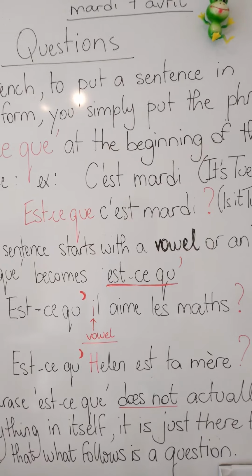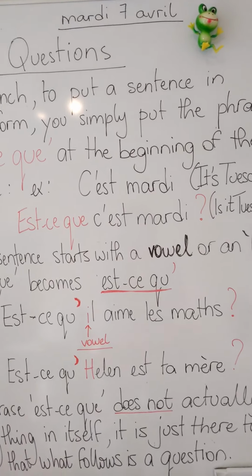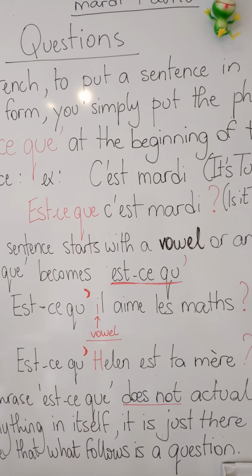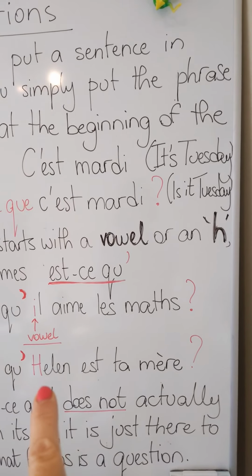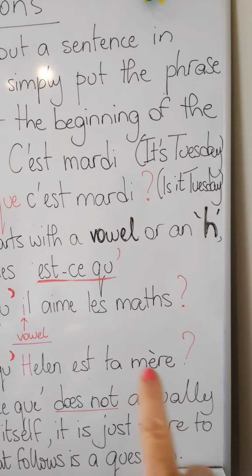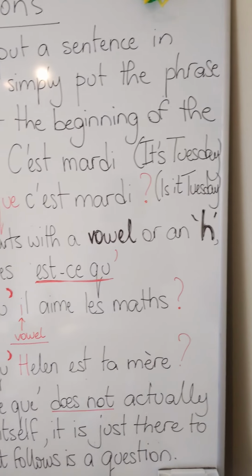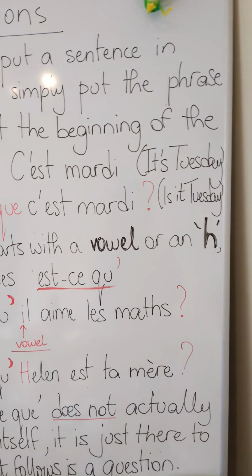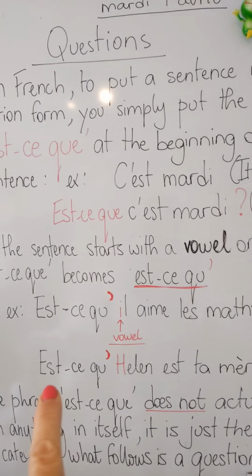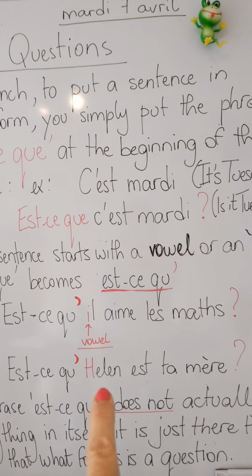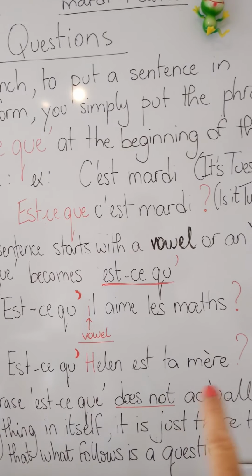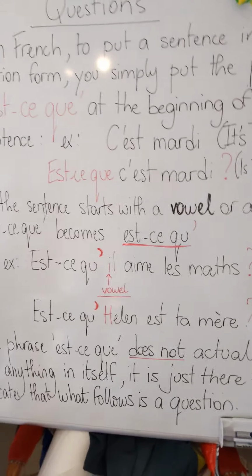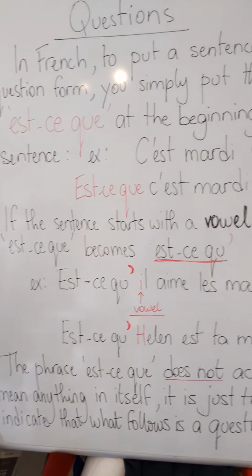The same goes if the sentence starts with the letter H, which is a silent letter, as you remember. So if I want to transform Hélène est ta mère, Helen is your mother, into is Helen your mother, we can't just switch like we do in English. We have to put est-ce qu'Hélène est ta mère? Est-ce qu'Hélène est ta mère? Is Helen your mother?